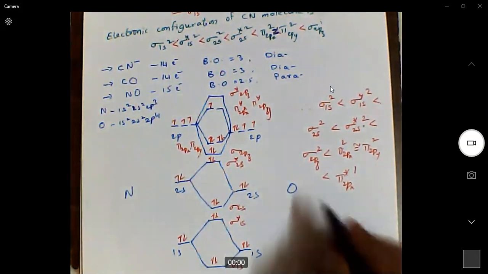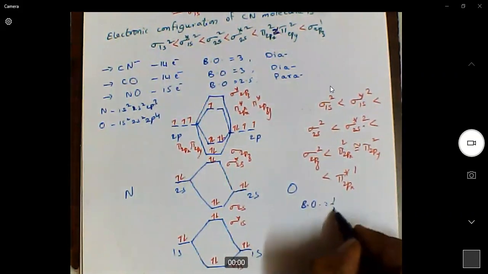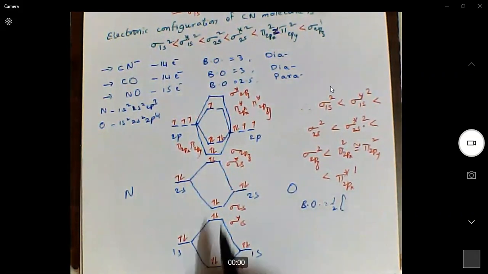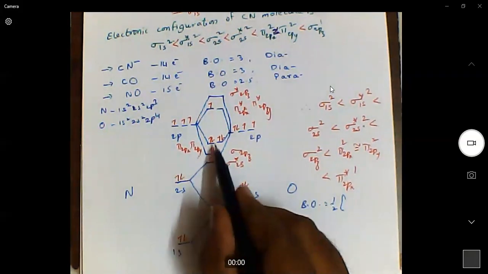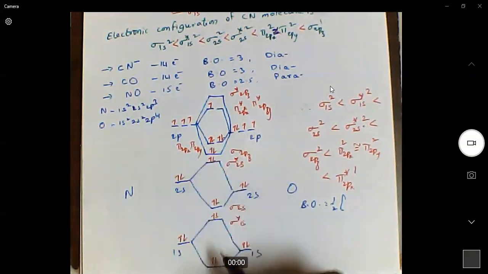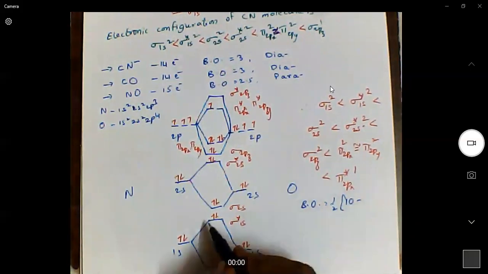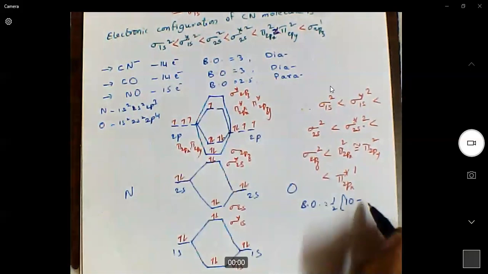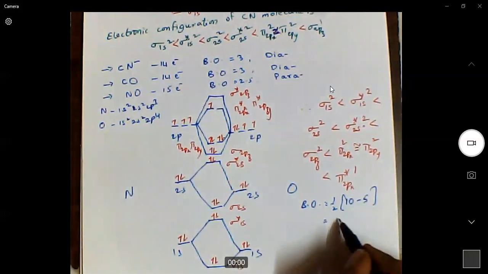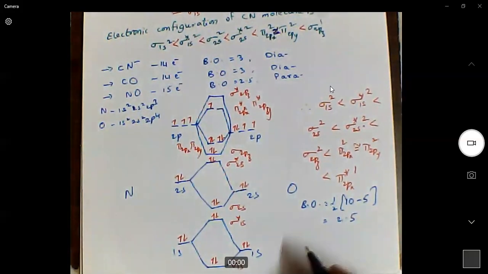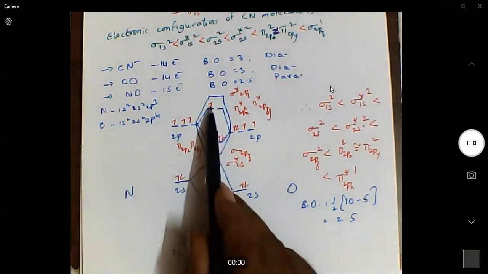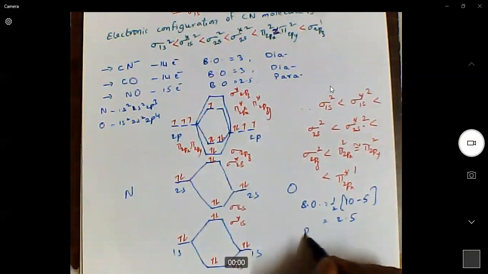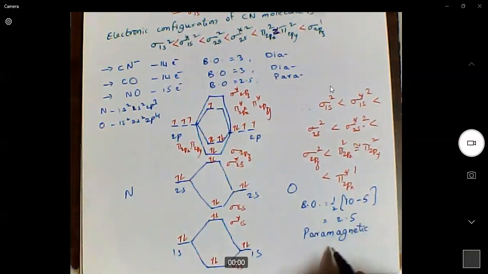Now the bond order: bonding electrons 2 plus 2 is 4, plus 2 is 6, plus 4 is 10; anti-bonding 2, 2, 1 is 5, so it is 2.5. Bond order is 2.5, and because we have one single electron, it is paramagnetic material.